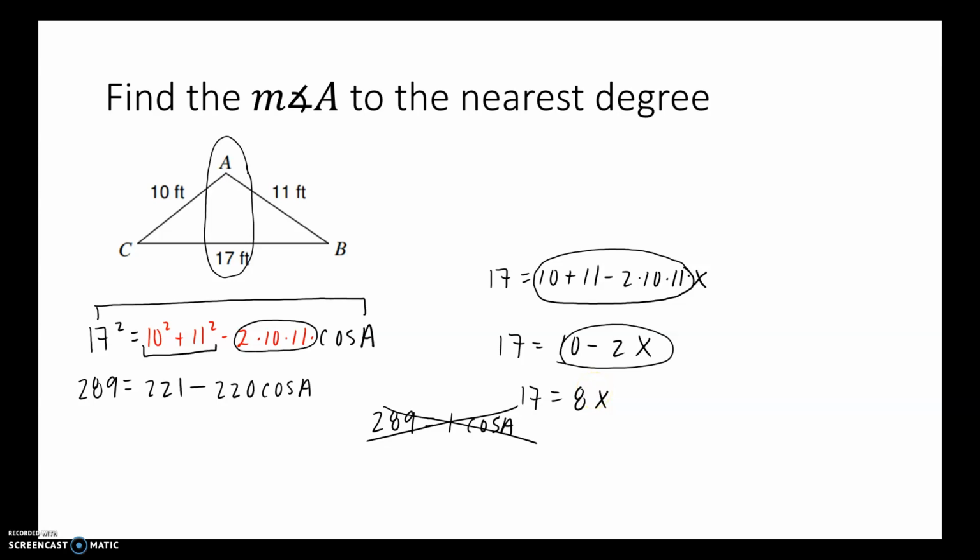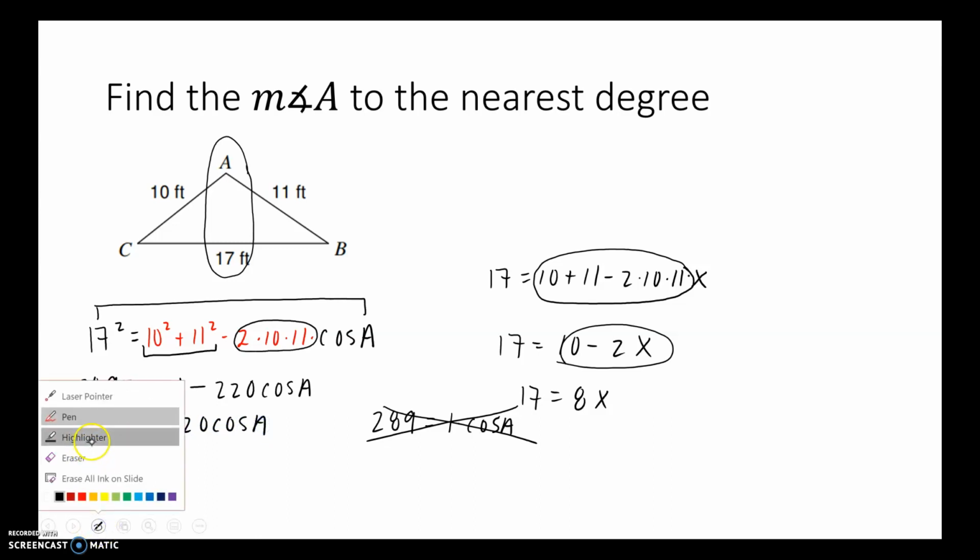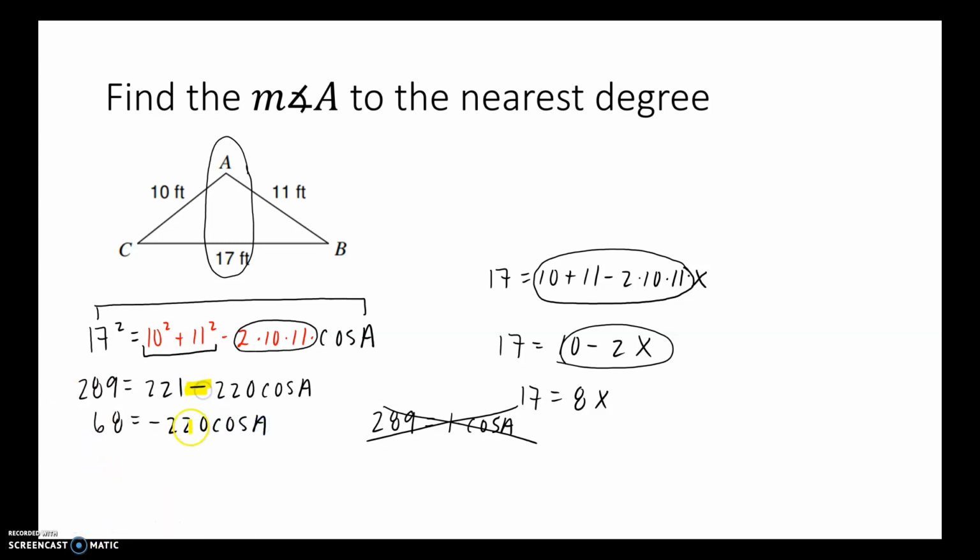All right, so our next step, we're going to subtract that 221 from both sides. So we get 68 is equal to negative 220 times the cosine of A. Public enemy number 2. This is a minus sign, but once we subtract that negative 221, it makes our number a negative. Do not lose the minus. Next, we got to divide both sides by negative 220. So 68 divided by negative 220.